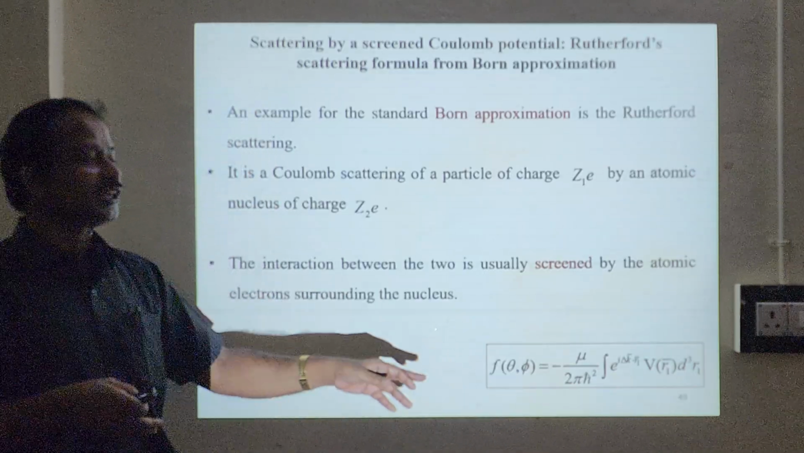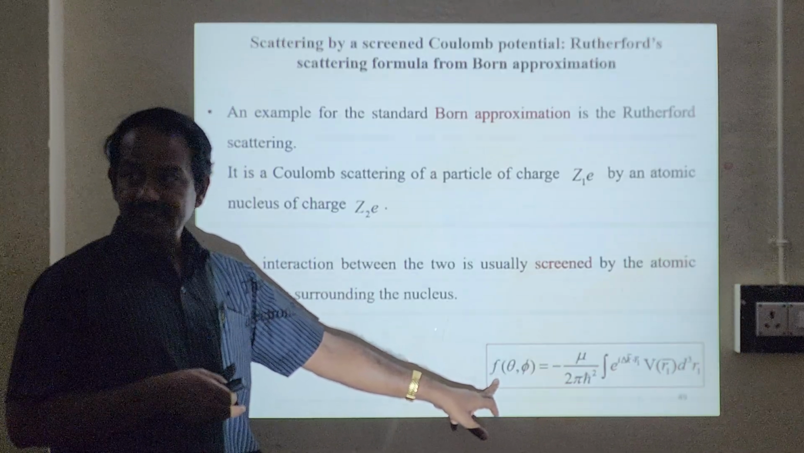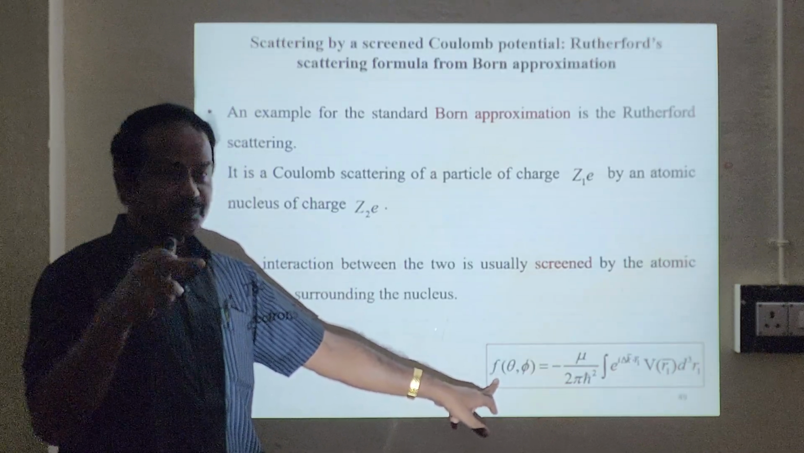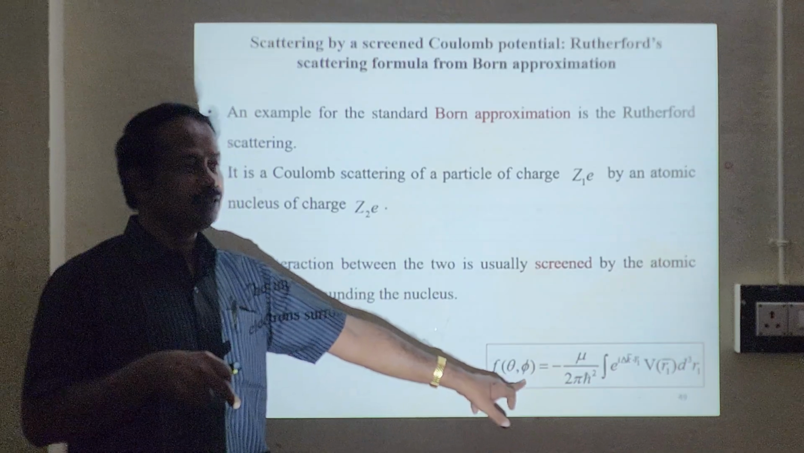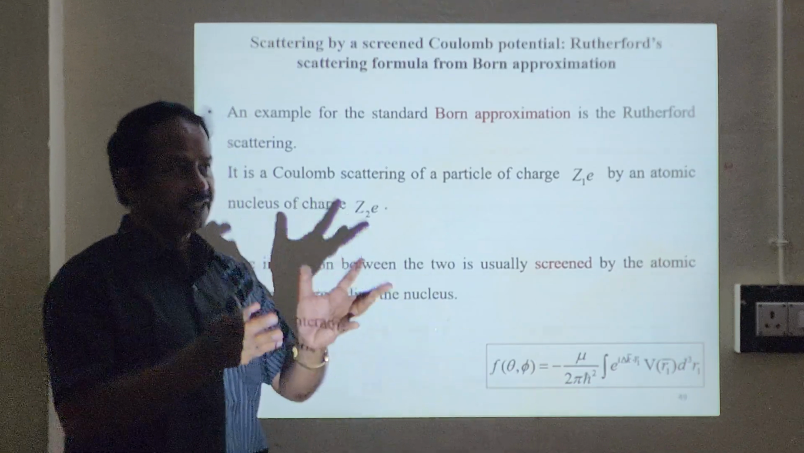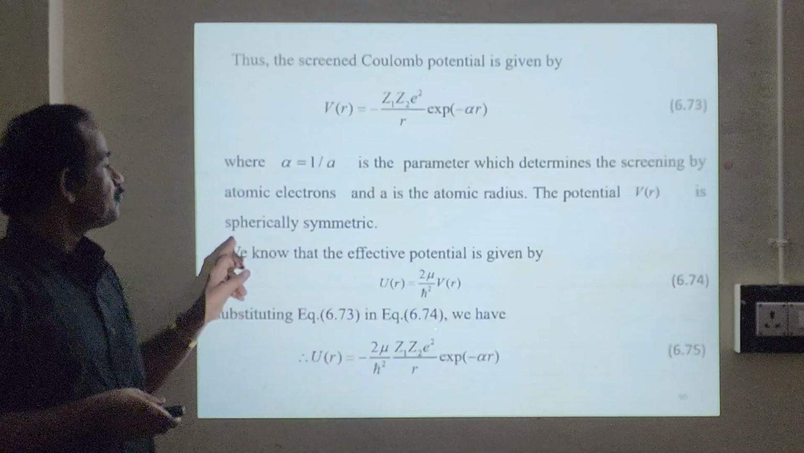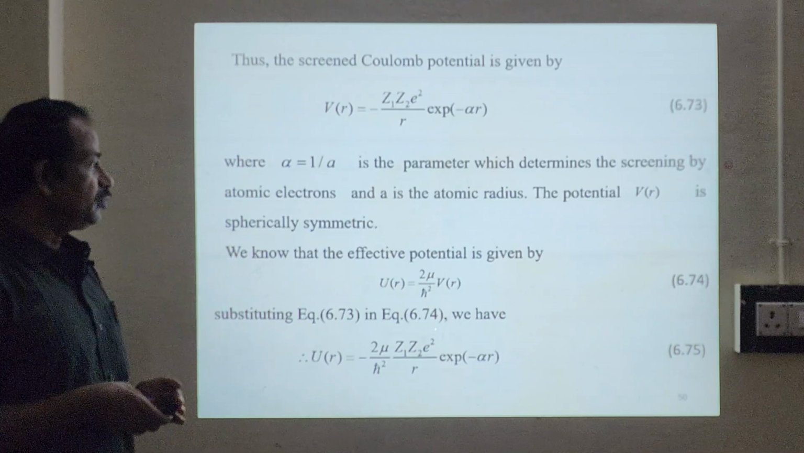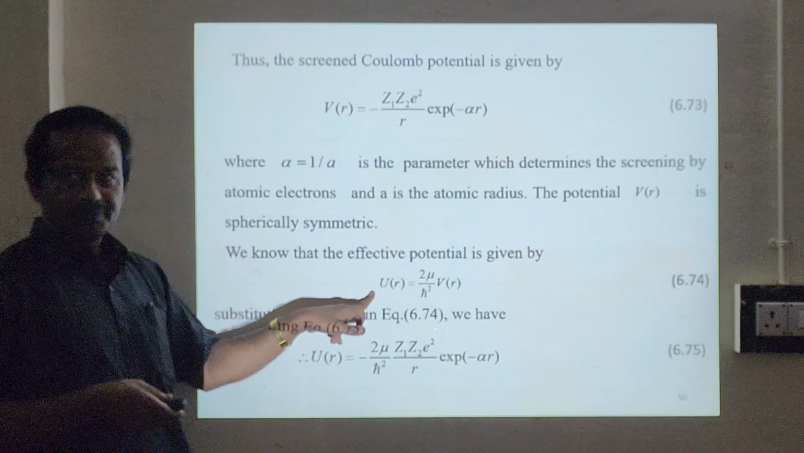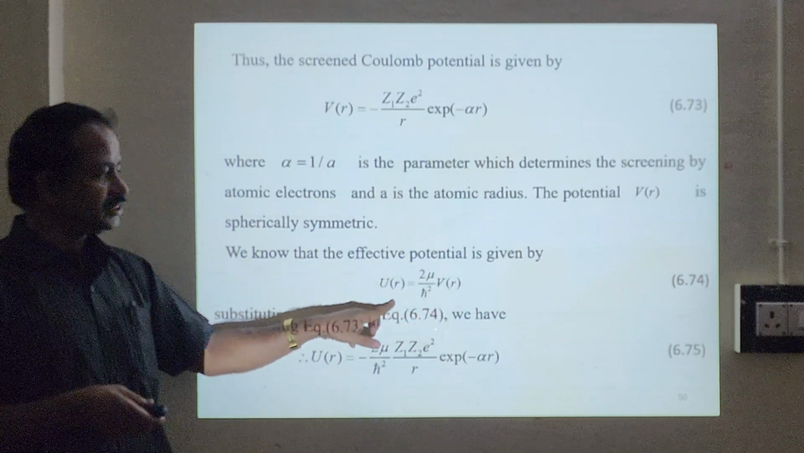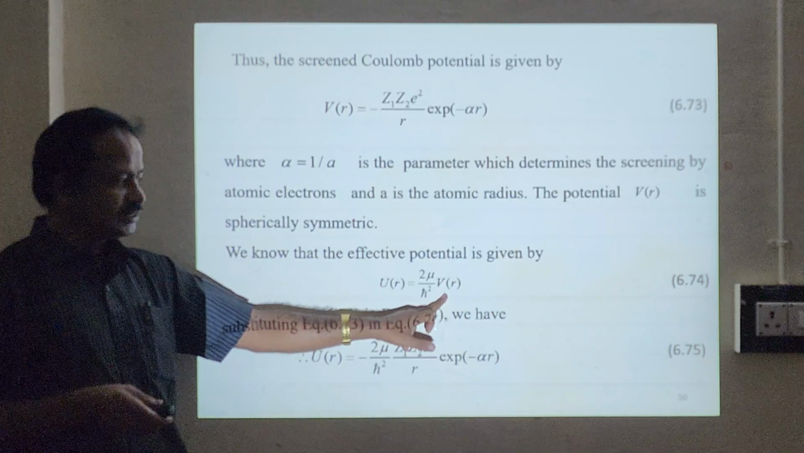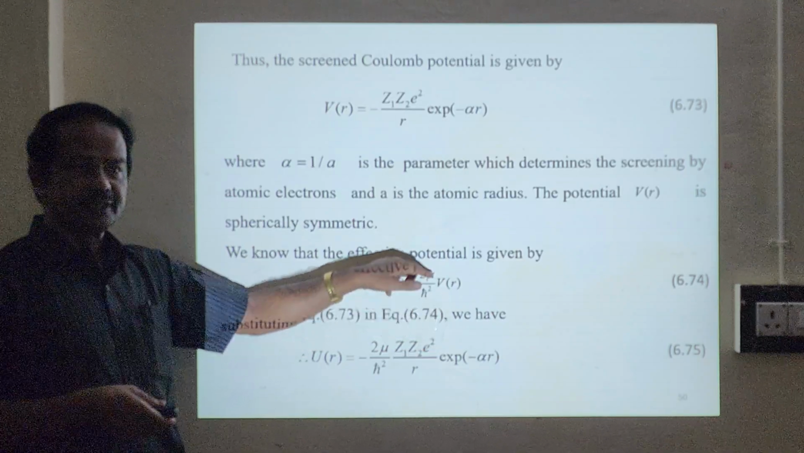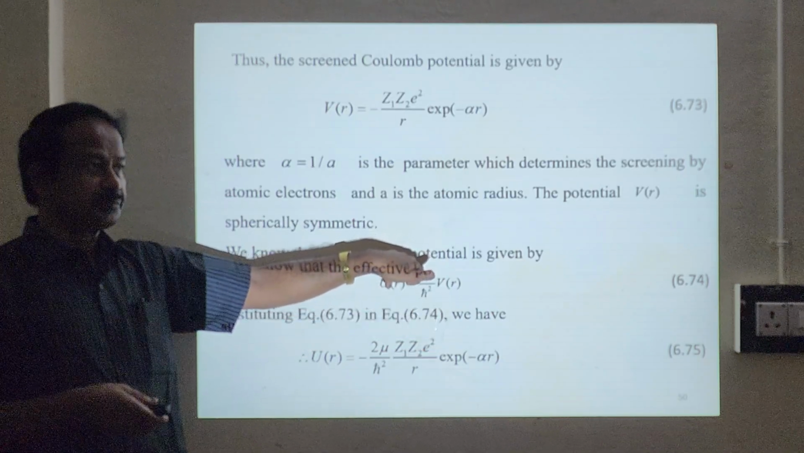At the end we obtain the expression for the scattering amplitude. F depends only on theta, because phi will be constant, since the potential is spherically symmetric. We know that the effective potential is given by this expression: you multiply the potential energy by 2 mu over h bar squared. Of course, mu is the reduced mass.